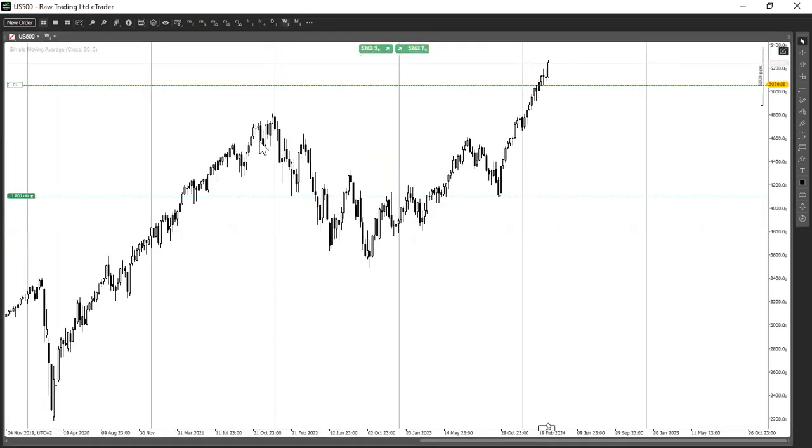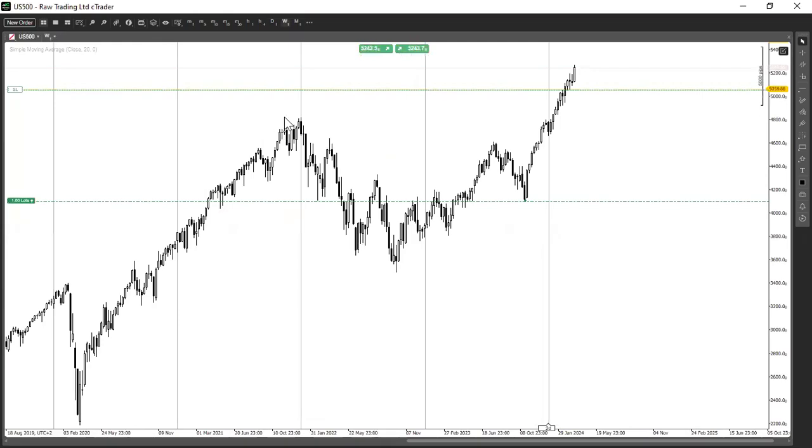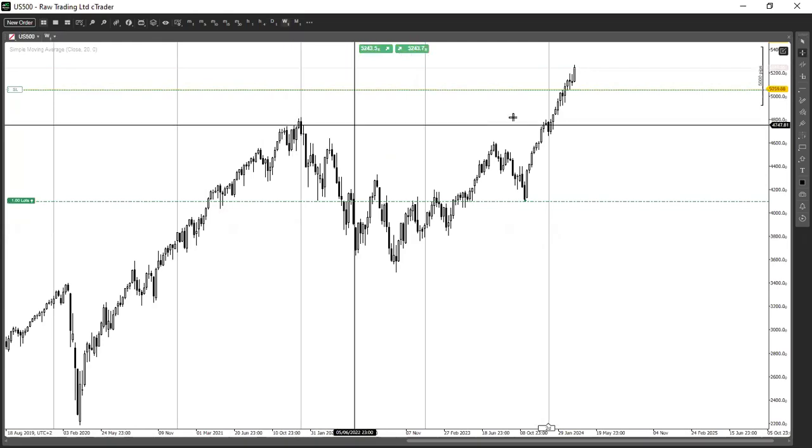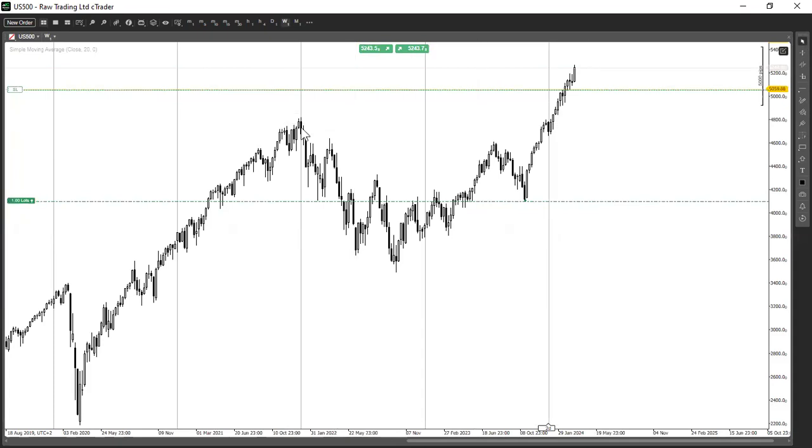So this is the S&P 500. As you can see, this right here was the end of 2021, right? 2022, 2023, and then currently we're in 2024. So look at what happened in the beginning of 2022, or let's say almost the whole of 2022: indices went lower.